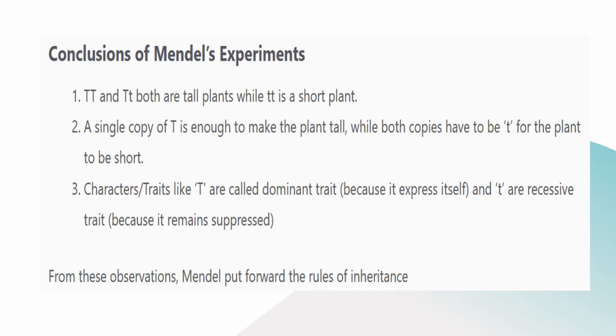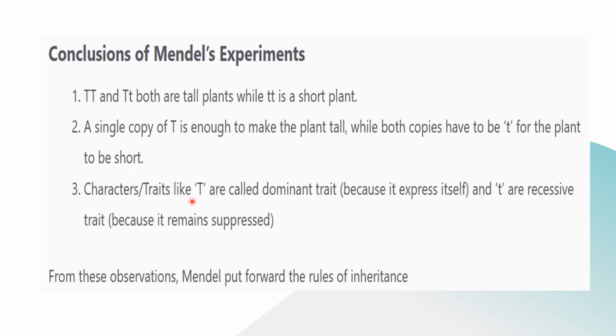As already discussed, these are the conclusions of Mendel's experiment. The first point: 2 capital T's, and capital T with small t, are both tall plants when capital T is available, while small t, small t is a short plant. The second point: a single copy of capital T is enough to make the plant tall. Here capital T is the dominant one, while both copies have to be small t for the plant to be short.